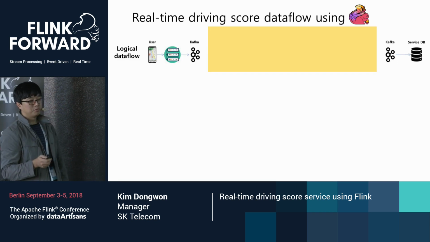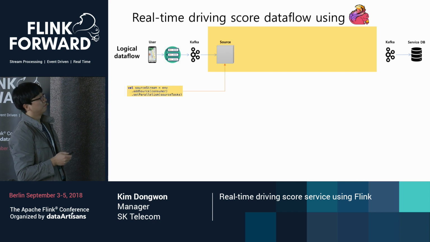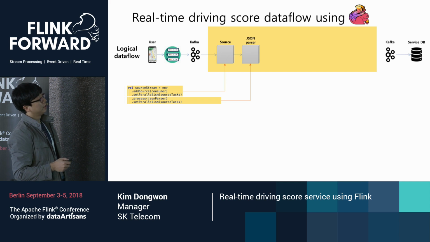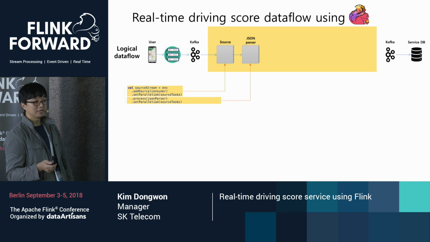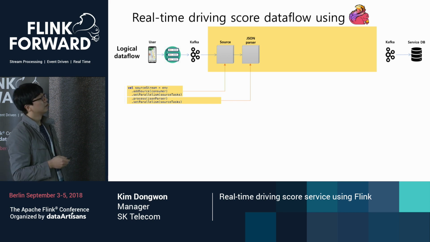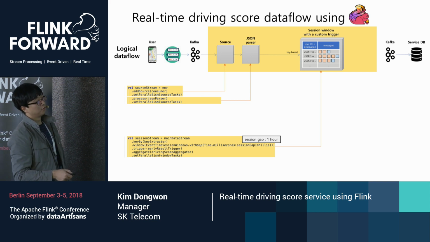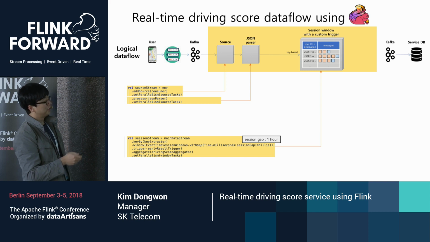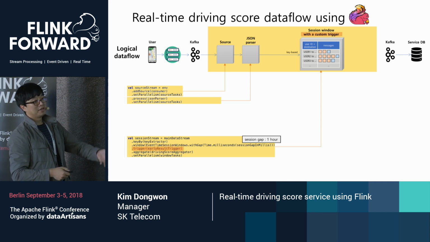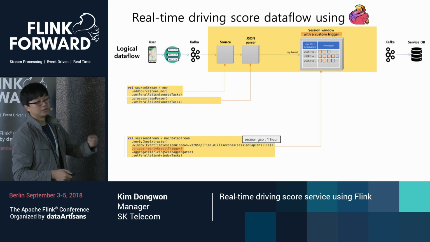To that end, we designed this data flow. First we have a source to read data from Kafka, and we add a process function to parse the JSON formatted string into the internal representation. Then we have a session window where we use a combination of user ID and destination as a key, and our session gap is 1 hour. One thing to notice here is that we define a custom trigger to get early results. I'm going to tell you about this in the next slide.